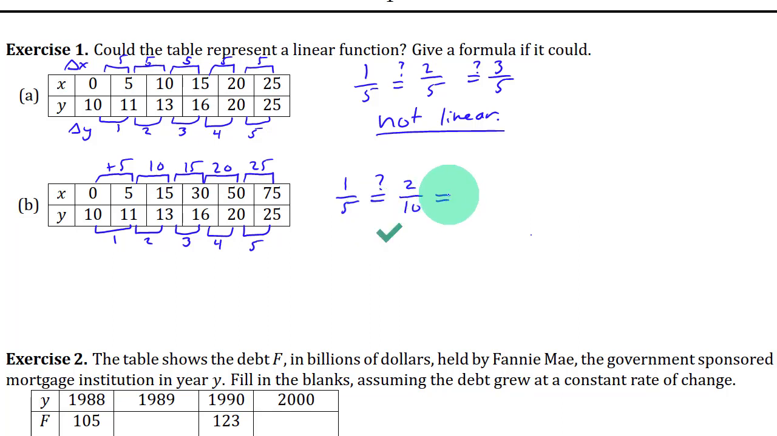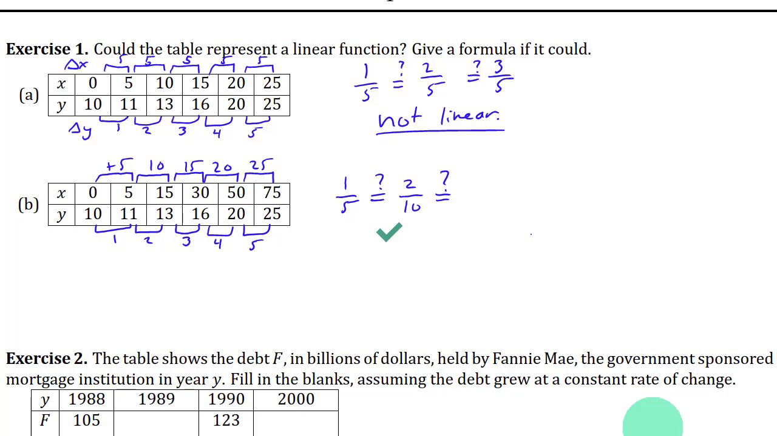What about from x equals 15 to x equals 30 here? The change in y here is 3. The change in x is 15. Oh, 3 over 15, that also reduces to 1/5. So that one's good. Then the next one is 4 over 20. That reduces to 1/5, so we're good. Then we have 5 over 25, which also reduces.